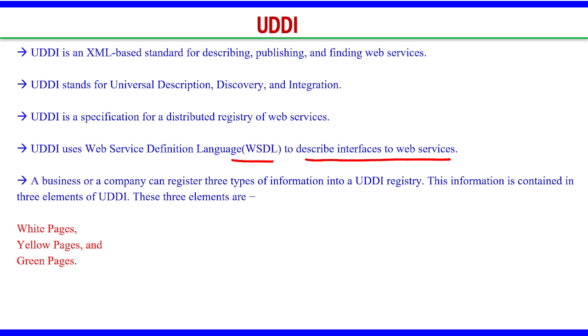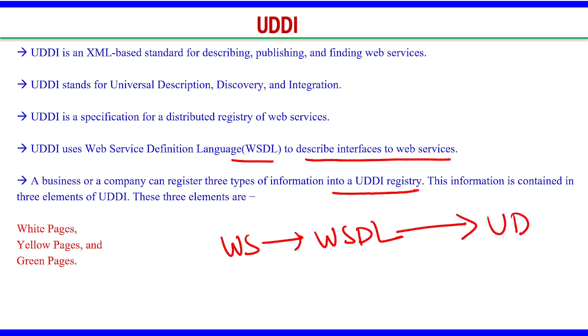What kind of information does UDDI store? A business or a company can register three types of information into a UDDI registry. When you have a web service, we can automatically generate the WSDL file. Once this WSDL file is generated, we put it in the UDDI. Along with this, we also put some other information in the UDDI registry. We don't simply put the WSDL file alone.